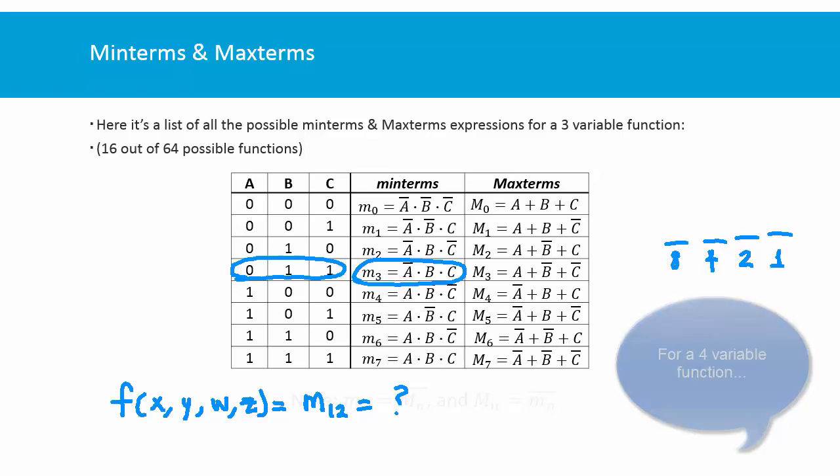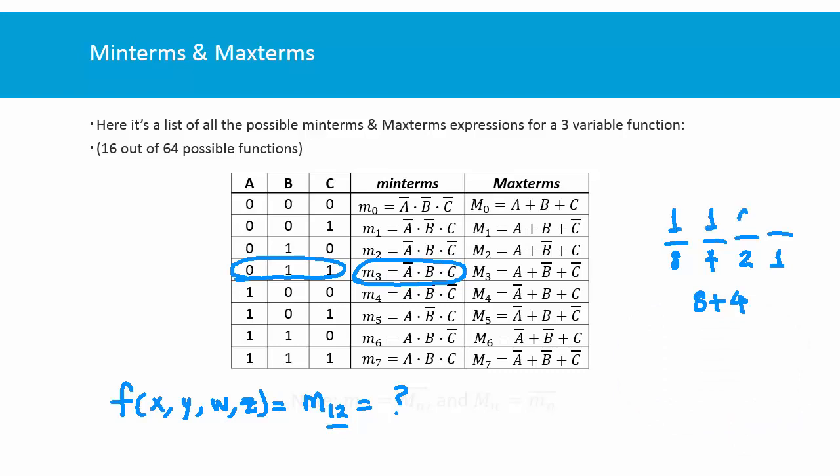So now to get number 12, we actually need to sum 8 plus 4. So that means that I have to have a 1 here, a 1 here, and zeros here. That way I'm summing 8 plus 4 plus nothing. So that means that number 12 in decimal is equal to number 1, 1, 0, 0 in binary.